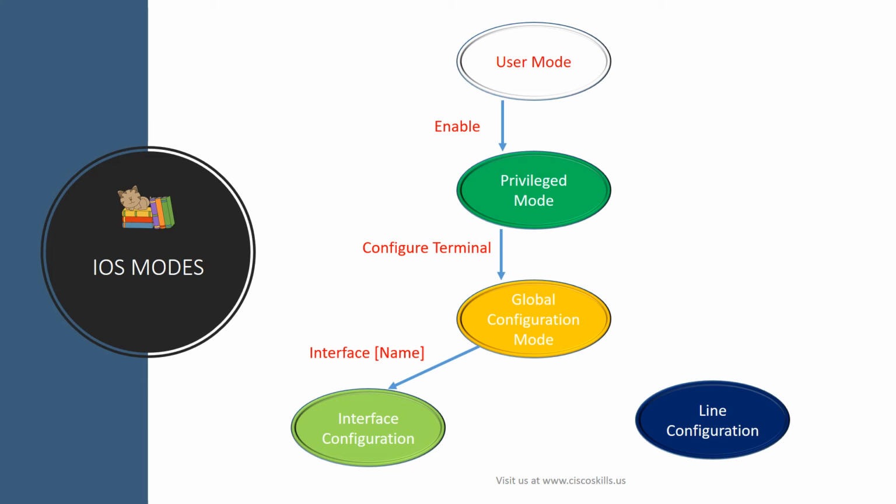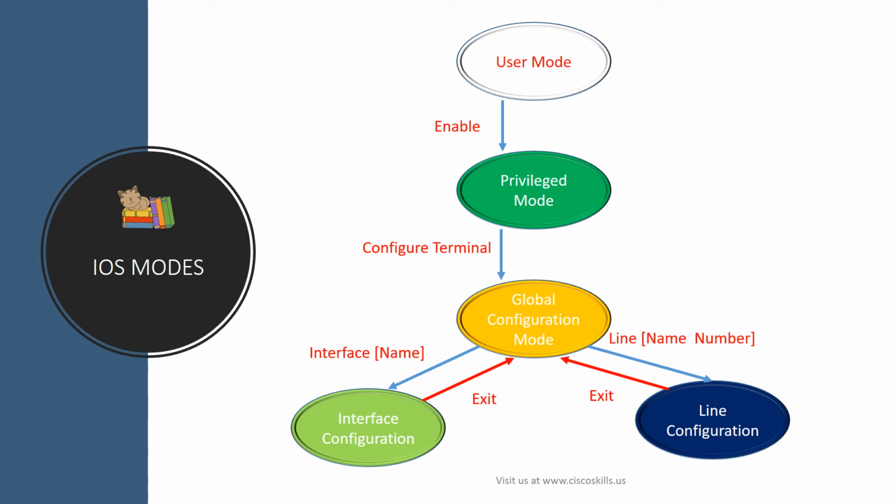Also, from global configuration mode, if we want to configure access for a specific line, we need to issue the command line and specify the name and the number of the line. Then it will bring us to the line configuration mode, and we can perform all the configuration for that line. Now from the interface configuration or line configuration, if we want to get back to the global configuration mode, we need to issue the command exit.